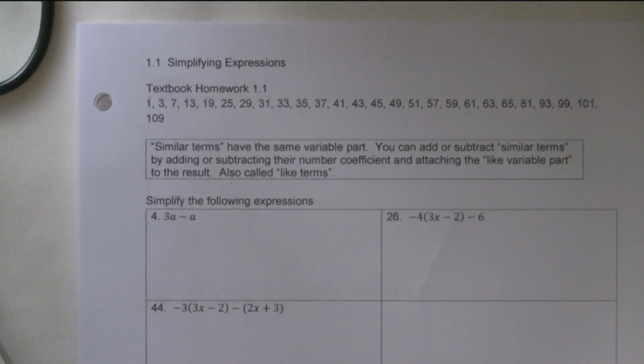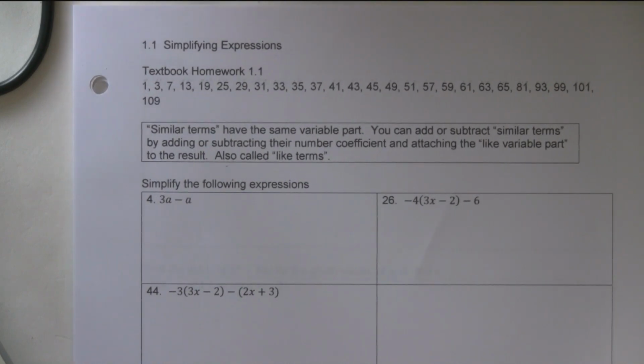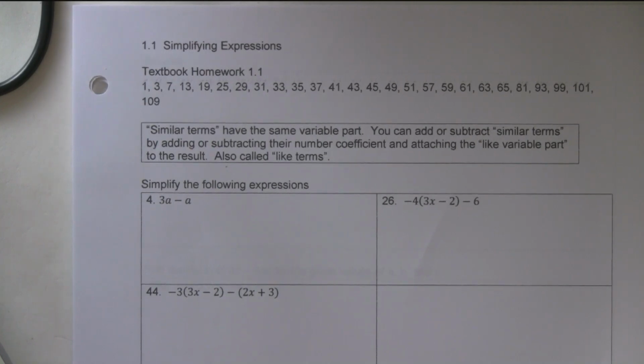And so 1.1 is on simplifying expressions. In your book, they tell you about similar terms, and they say they have the same variable part. You can add or subtract similar terms by adding or subtracting their number coefficient and then attaching the like variable part to the result. Some people use the word like terms, and it's pretty hard for me not to say like terms. That's what I've always called them. So I'll say combine like terms, or they're not like terms.